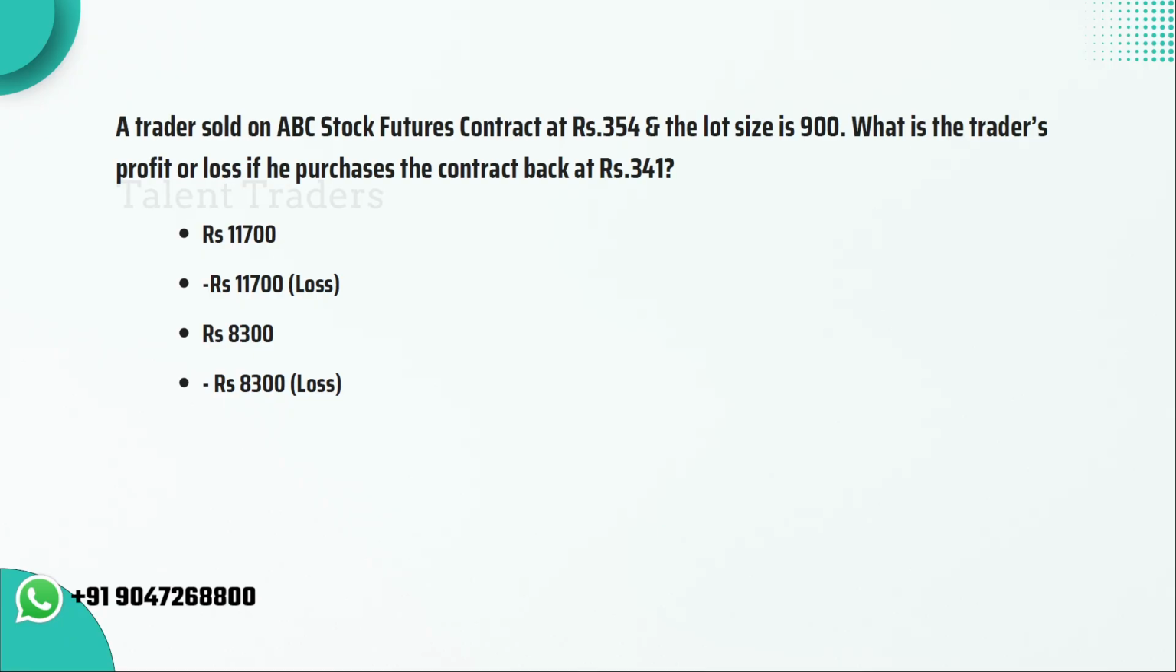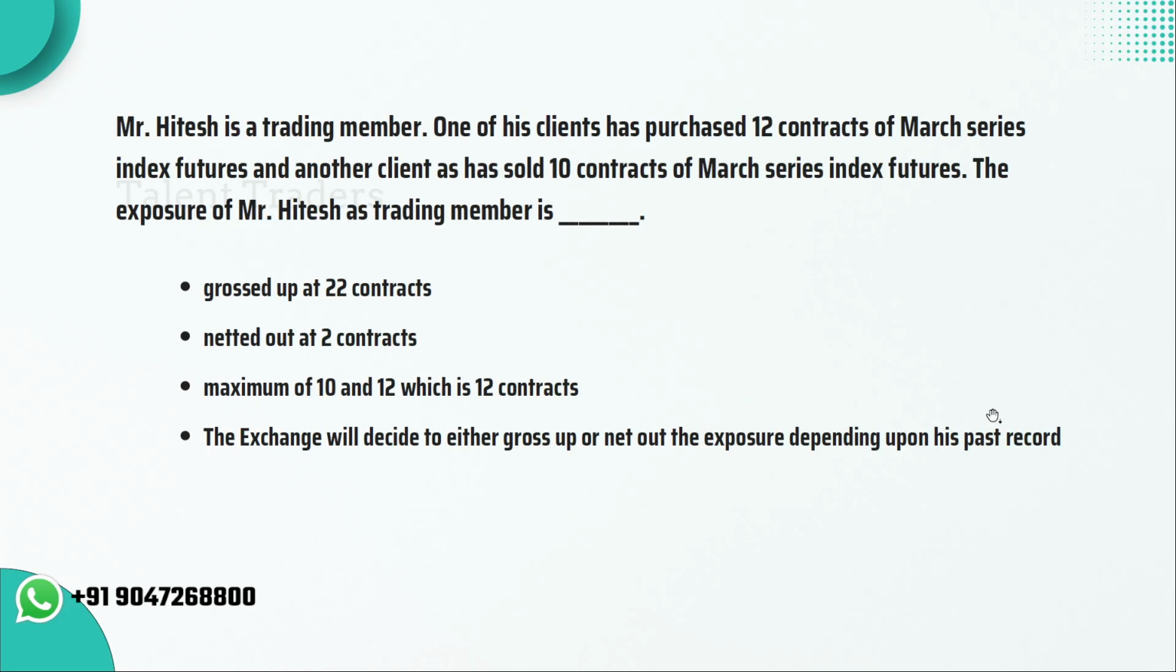A trader sold ABC stock future at 354, lot size 900, and after that purchased it back at 341. What is the trader's profit or loss? Simple logic again: sell minus buy, 354 minus 341, so 13 rupees into 900. This is positive. After he sold, the market fell down, so it is sure he will be in profit. Exactly how much he made is 13 into 900, 11700. Most of these derivative questions come with sell minus buy.